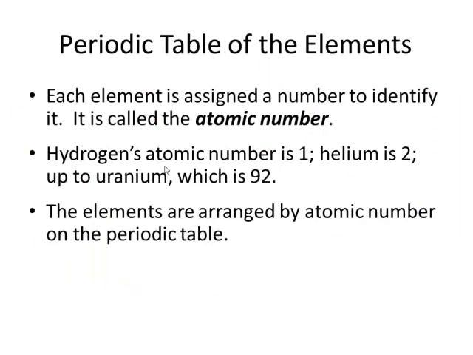So the periodic table, which is what we were just looking at, assigns each element a number to identify it. It's called the atomic number. The atomic number is always a whole number, and it's in the top right corner of the box. So hydrogen's atomic number is 1. If you look at the periodic table I gave you, hydrogen is atomic number 1. Then you go over to the right, and you'll see helium at the top is atomic number 2, up to uranium, which is atomic number 92. The elements are arranged by atomic number going from left to right on the periodic table.